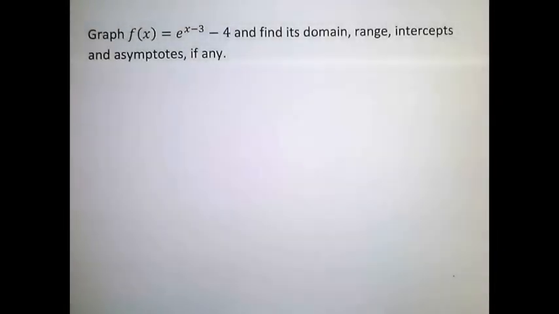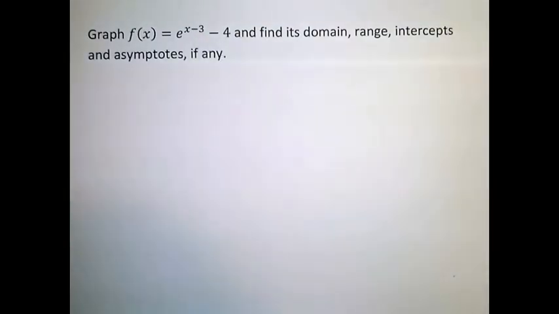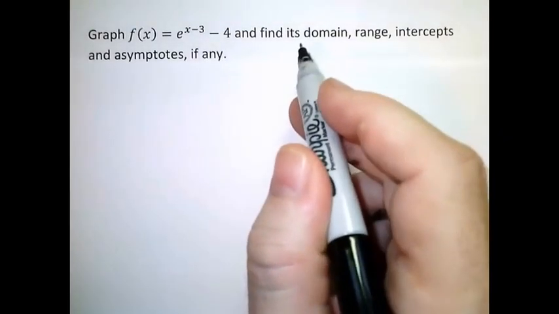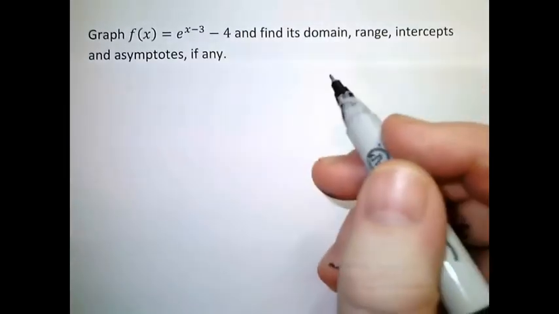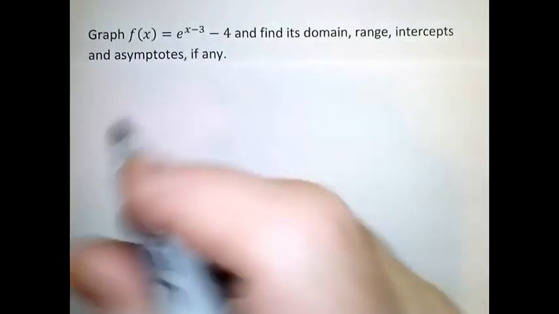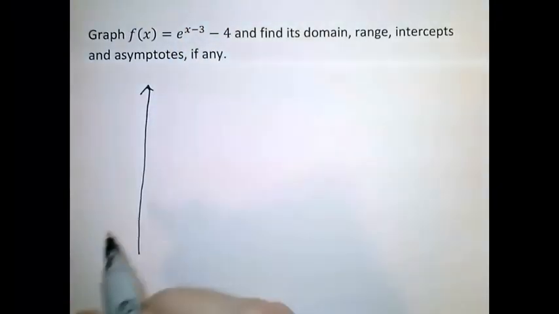Okay, here's a problem where we want to graph this exponential, e to the x minus 3, minus 4. Find its domain, range, intercepts, and asymptotes, if any. Well, this we can get by first thinking about the graph of y equals e to the x, right?